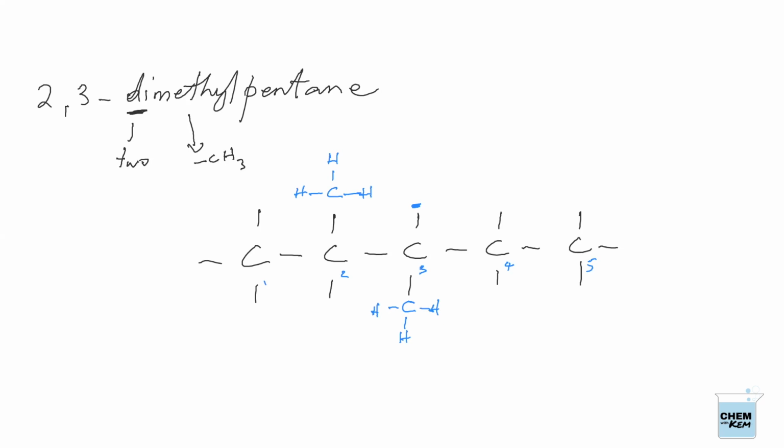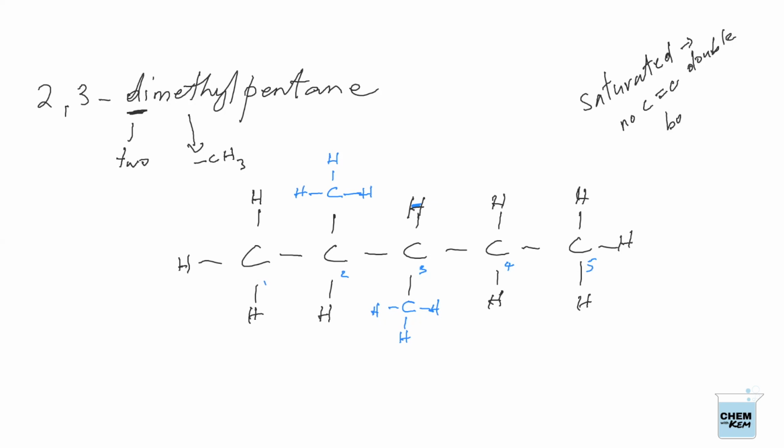But this is not finished. We have to dress up the rest of the molecule by putting on all the hydrogens that are supposed to be there. And if you notice, there isn't a carbon-carbon double bond, so it means this compound is saturated. So we say saturated because we don't have any carbon-carbon double bond. Okay, so here we go, 2,3-dimethyl pentane. We have a methyl on carbon 2, and we have a methyl on carbon 3.